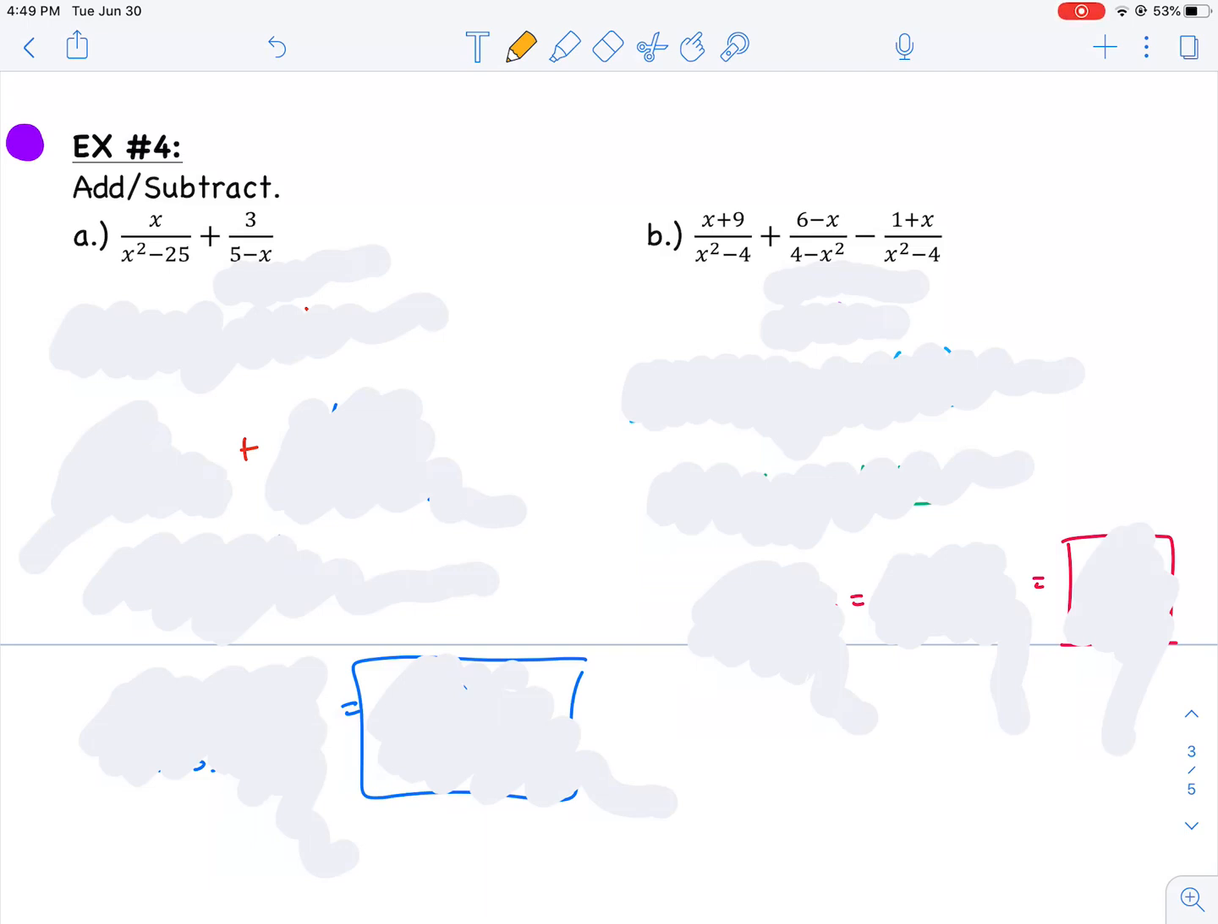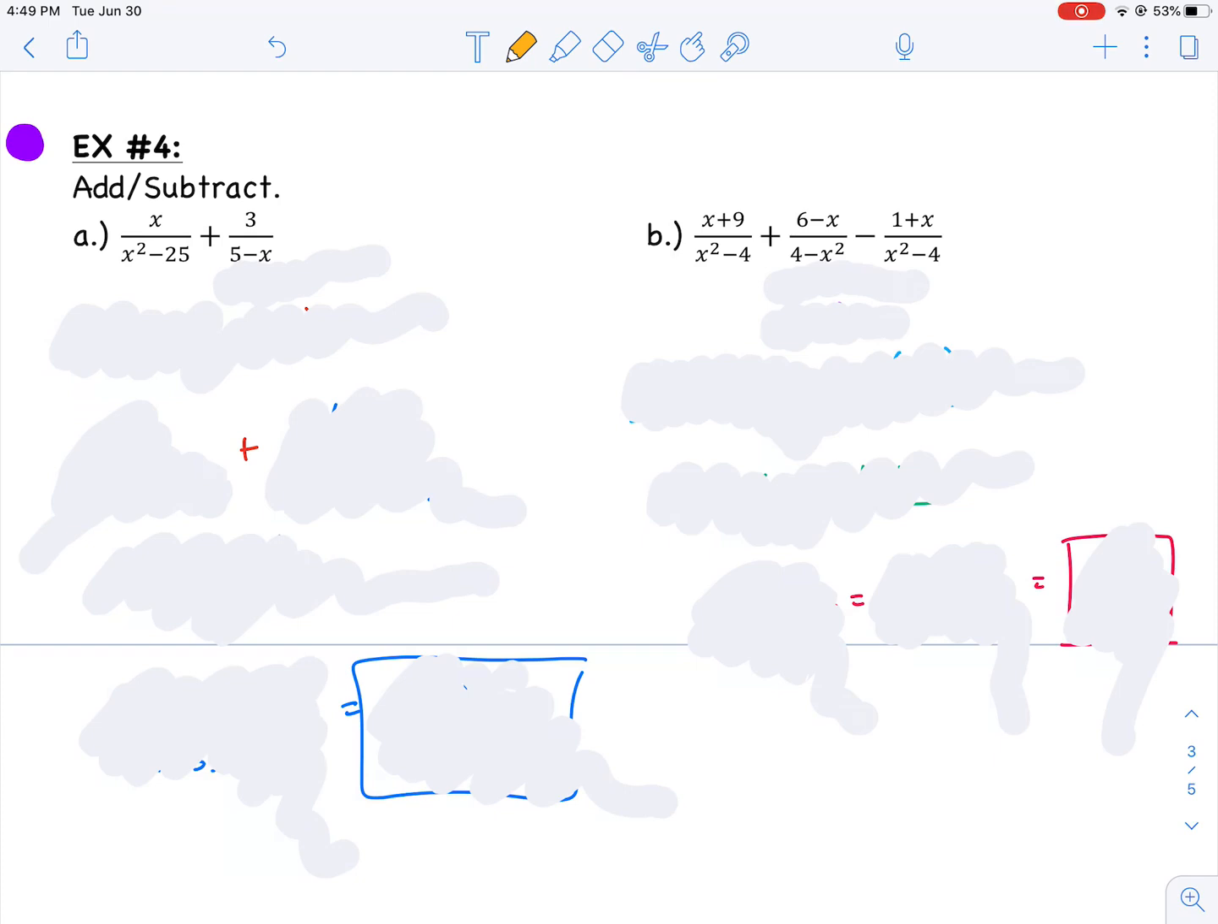All right, here's our last video in section 6.4. We're going to cover example number 4. We're going to add and subtract rational expressions by making sure we get a common denominator first and then adding and subtracting those rational expressions together. Let's look at example number 4a.